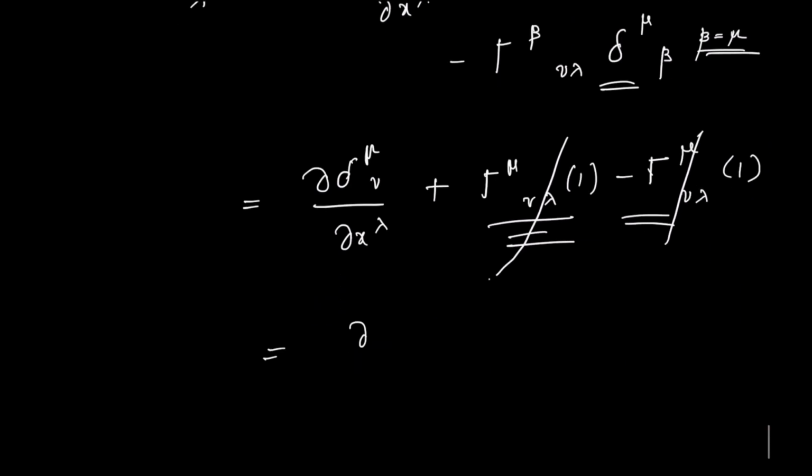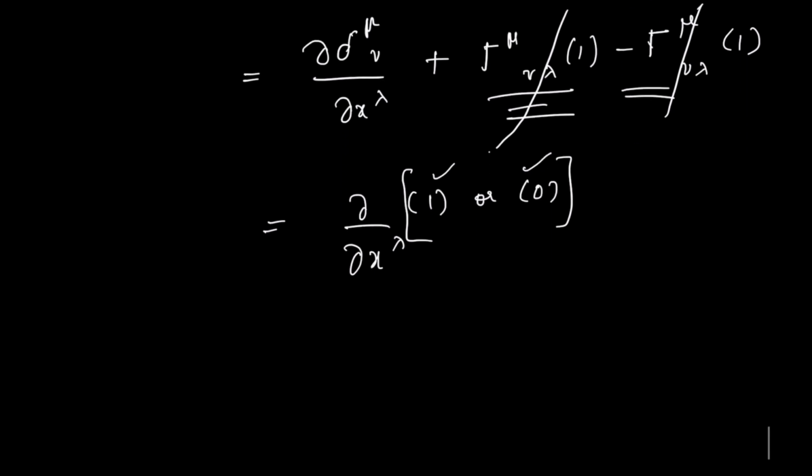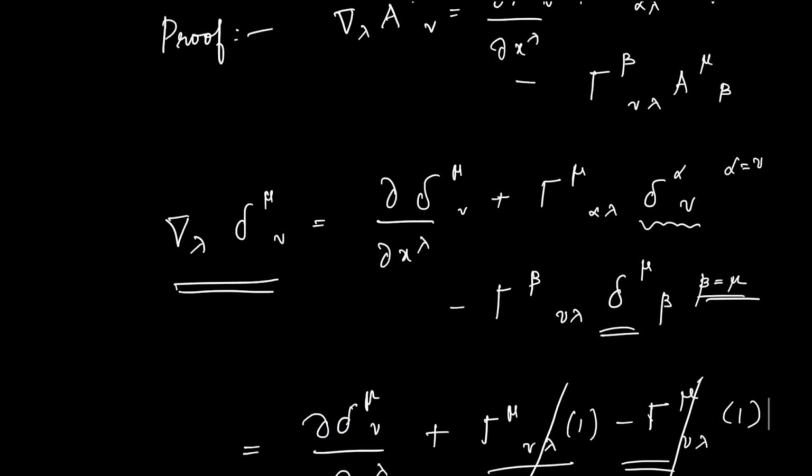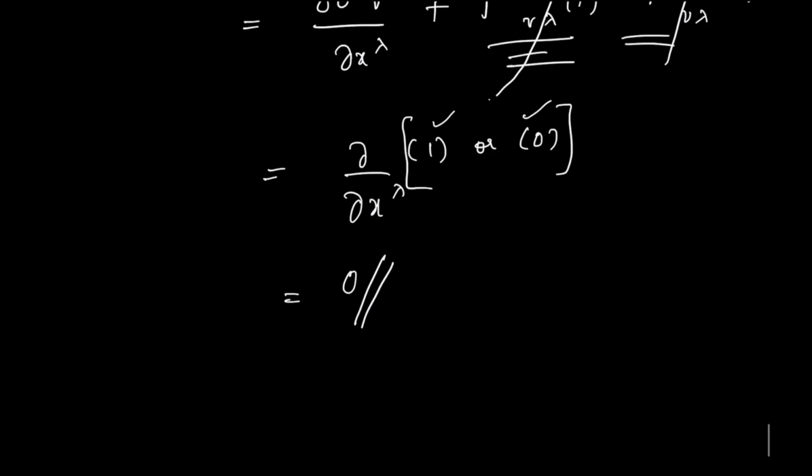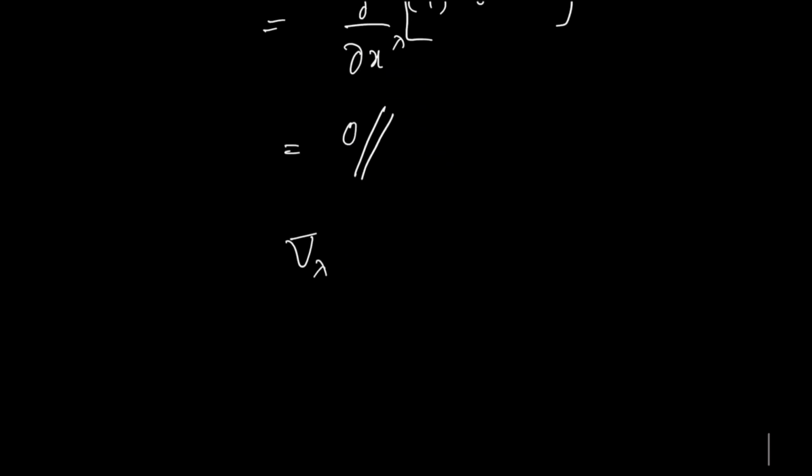So I will get the partial derivative with respect to x lambda of the Kronecker tensor of mu nu. The Kronecker tensor will take the value either 1 or 0. So the partial derivative with respect to x lambda of 1 and 0 will be 0, because 1 and 0 are constants. Whatever its value, this will be 0. So we have proved that the covariant differentiation of the Kronecker tensor is 0. So this is the fourth rule.